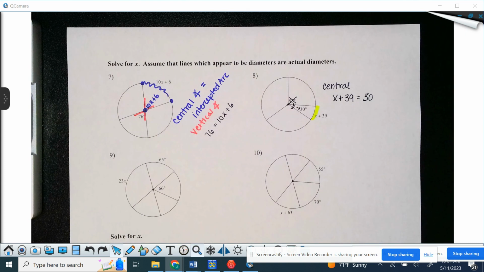Most of the central angle problems that are laid out like this, the students have the most issues because they give you too much information, and we just sort of panic because it's way too much. Okay? All right. Number 9.